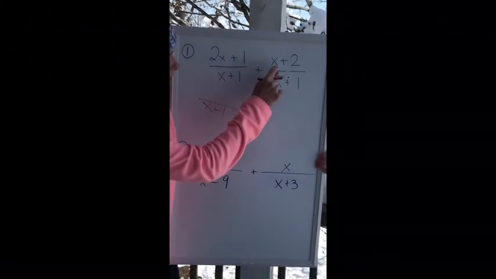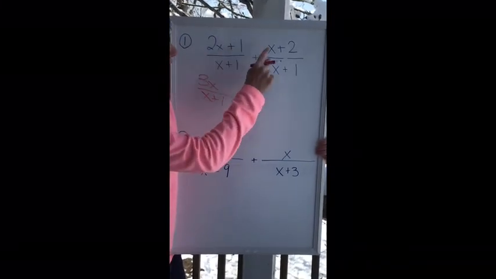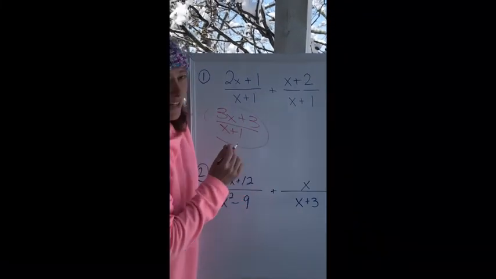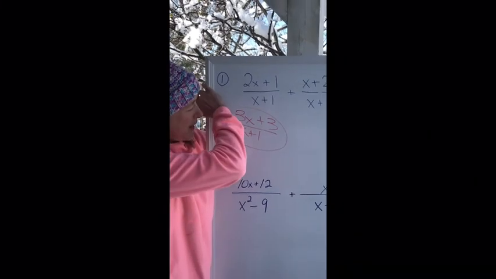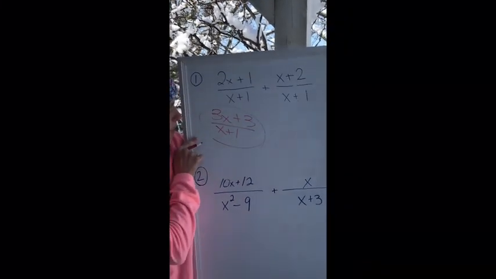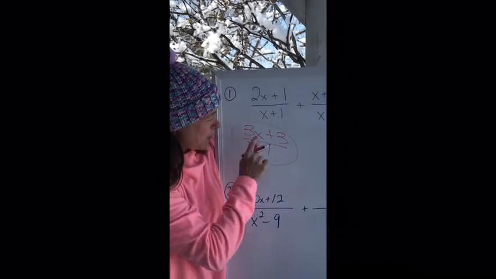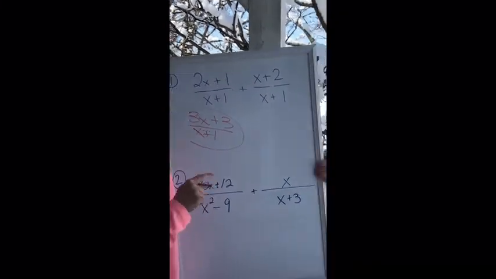We've got 2x plus 1x, and that gives us 3x. And then we've got 1 plus 2, which is 3. So done, right? Nope, not quite. Remember when we were simplifying rational expressions? We would look to see if we could factor to see if we can cross stuff out, because crossing stuff out is always fun.